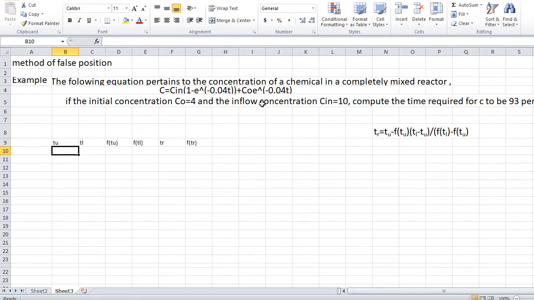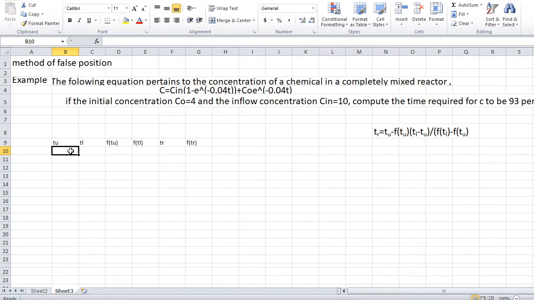So first of all, we have to rearrange this equation and find f of t equal to 0. For this we will shift this C toward this side, so it will become Cn times 1 minus exponential minus 0.04t, plus C naught exponential minus 0.04t, minus C. And C is 93% of Ci, where Ci is the input concentration of 10, so C will be 9.3.